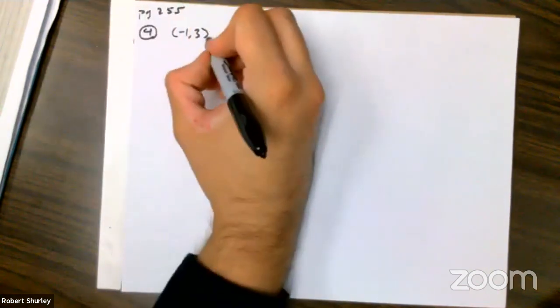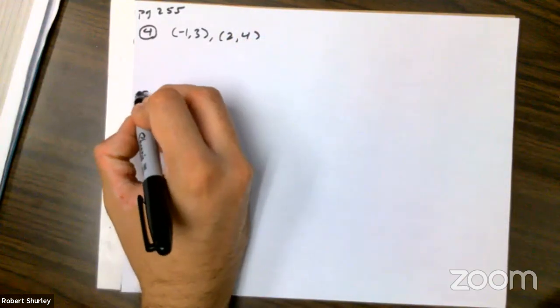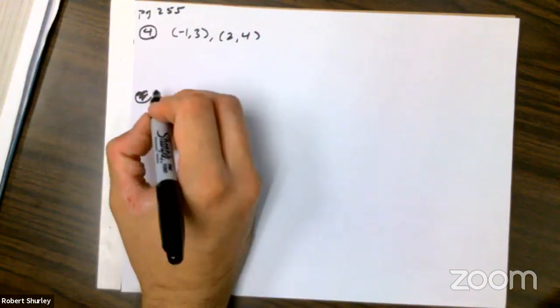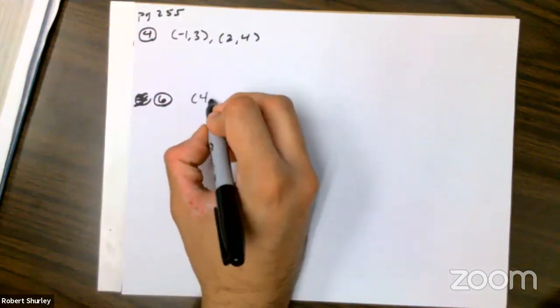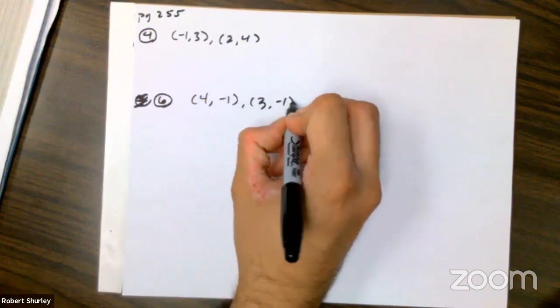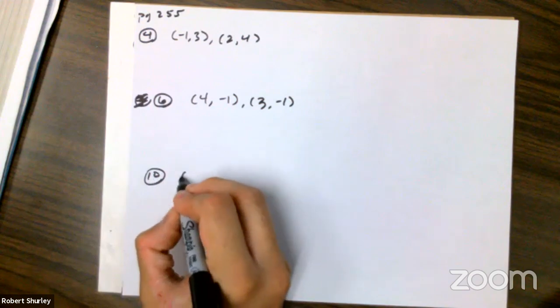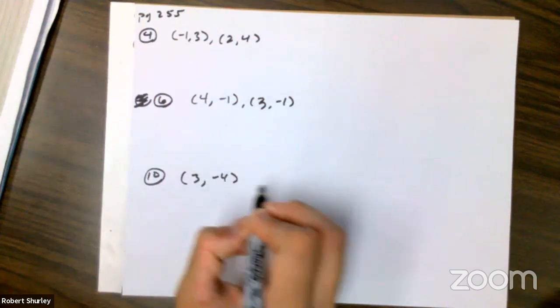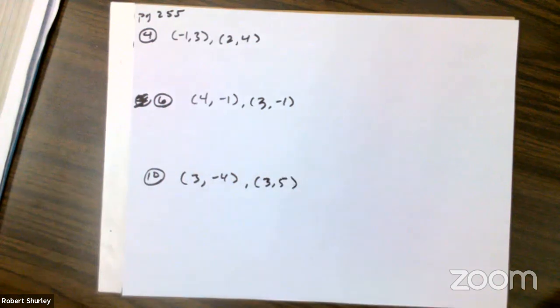-1, 3, 2, 4. So I want you to do that one. Wait, no, 5. Let's do 6. We'll do the even ones because we don't have the answers, right? 4, -1, 3, -1. And then we're going to do 10. 3, -4, 3, 5. Okay, I'm going to give you a minute. I want you to do all 3 of those.